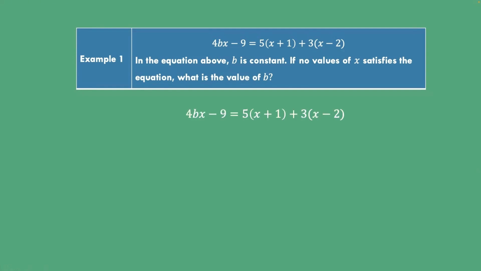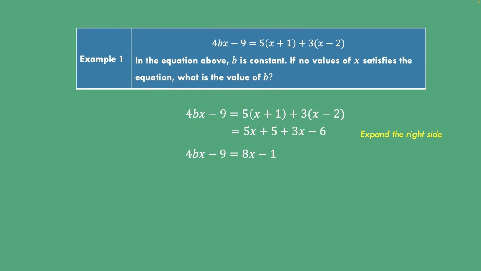Let's break it down step by step, just like we normally would when simplifying. We expand the right side of the equation by distributing the 5 and 3. This gives 5x plus 5 from the first part and 3x minus 6 from the second. We combine the like terms on the right side. 5x and 3x becomes 8x, and 5 and negative 6 becomes negative 1. So the right side simplifies to 8x minus 1. Our equation now becomes 4bx minus 9 equals 8x minus 1.